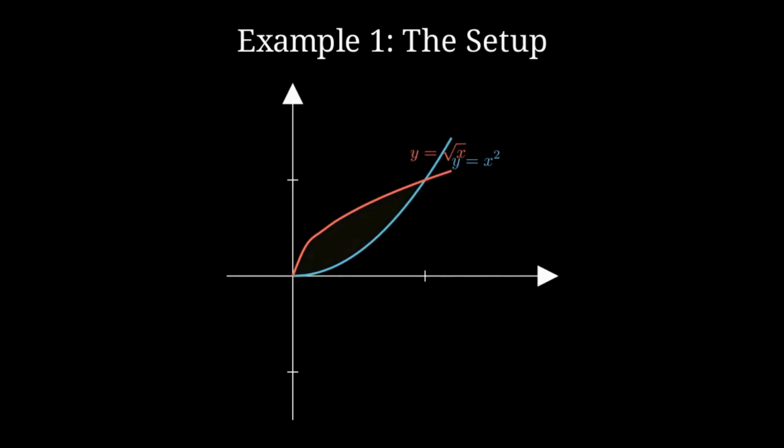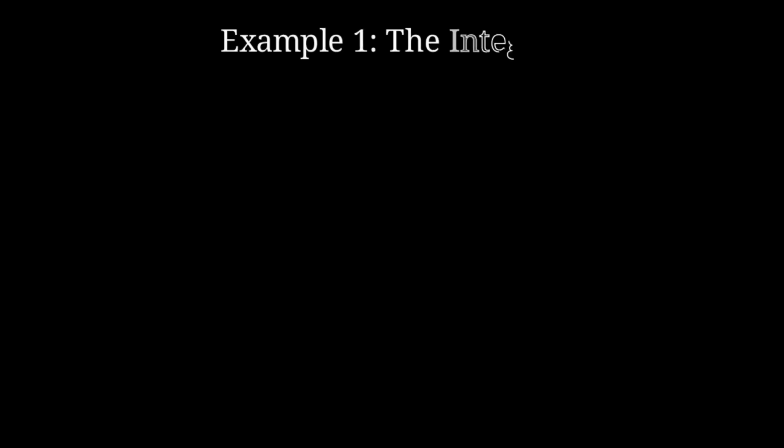We will rotate the region bounded by y equals x squared and y equals the square root of x around the line y equals -1. First, we identify the intersection points, which are 0 and 1. These will serve as our limits of integration. Now we set up the integral.